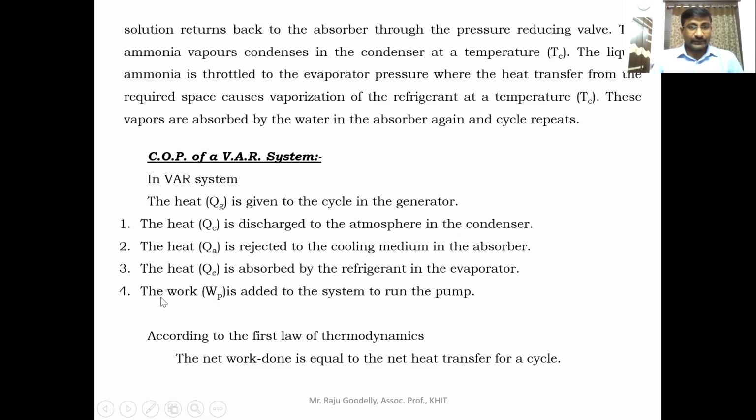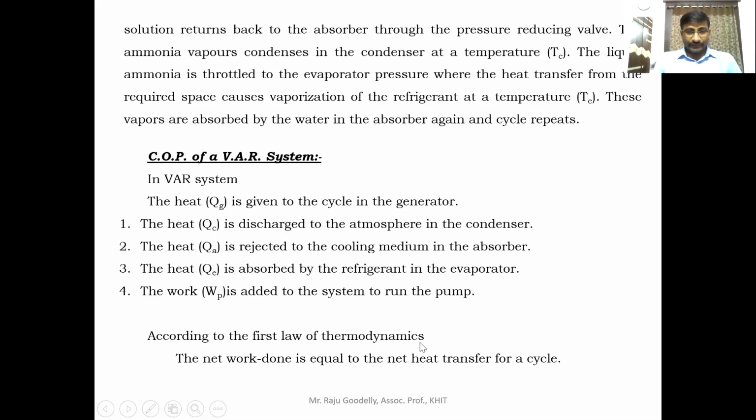And finally, the fifth one is the work WP, which is added to the system to run the pump. QG is the first one. These are the interactions between the system and surroundings, heat and work interactions.